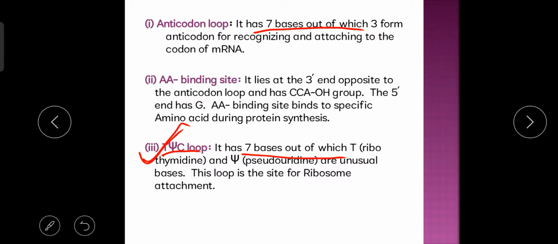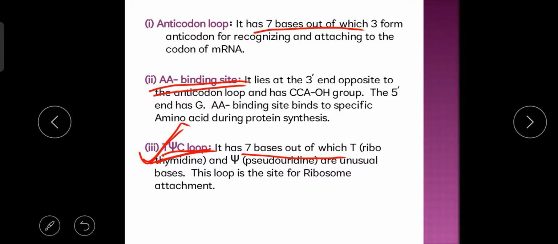Okay, what does it mean? That means this tRNA binds to the ribosome with the help of the T psi C loop during protein production. And with the help of the amino acid binding site, the transfer RNA binds to a specific amino acid.